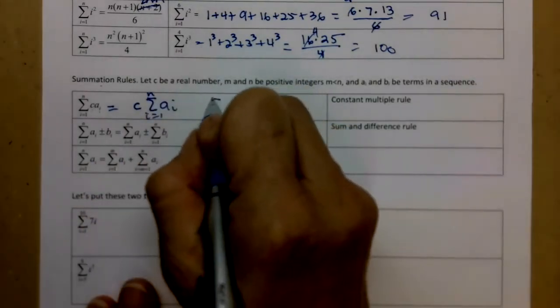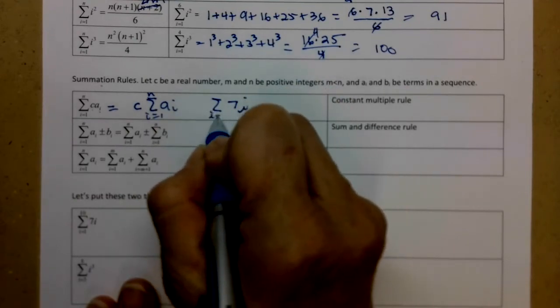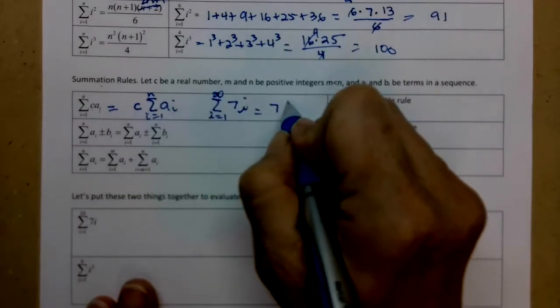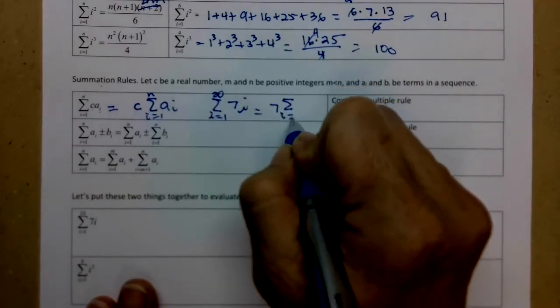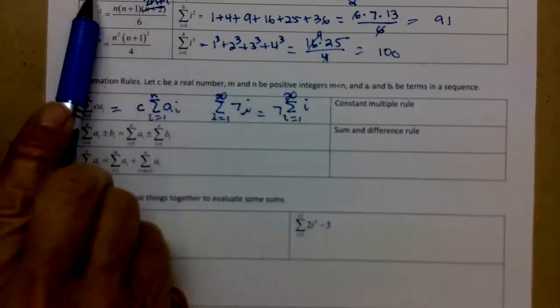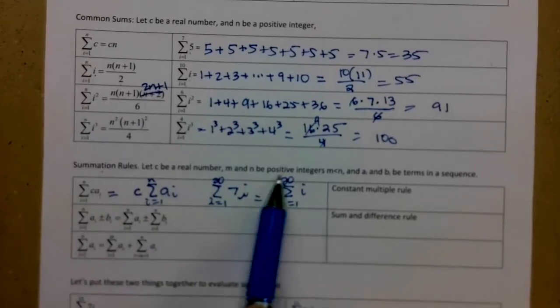Okay, so if you were adding up 7i as i goes from 1 to 20, we could move the 7 out in front, add from 1 to 20 just the i's, and then use our formula that we have for that. Okay? And then multiply that final answer by 7.